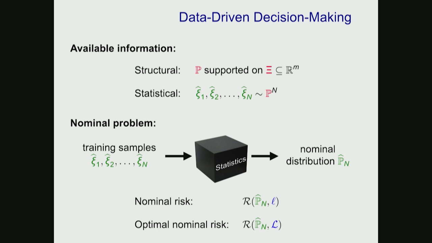So in this situation, we could simply replace the unknown true distribution with a nominal distribution p hat that is estimated from the data. As this distribution p hat is constructed from observable quantities, it is accessible, and therefore the resulting nominal risk evaluation problem and the nominal decision problem are at least theoretically solvable.